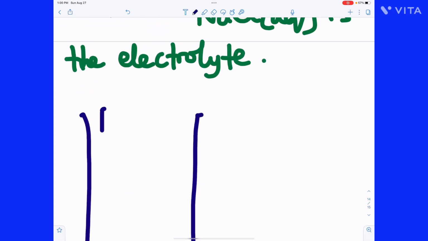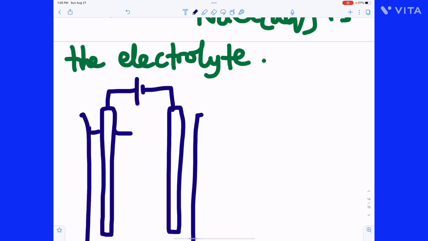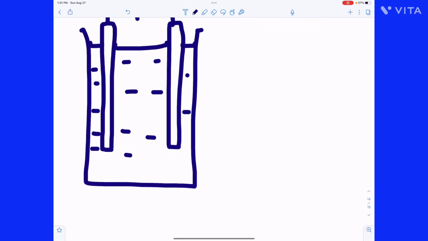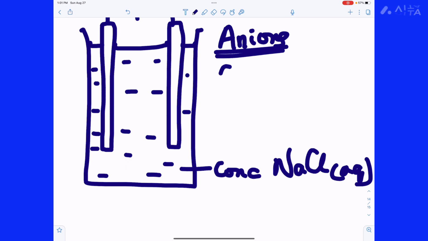Now, let's say these are my electrodes connected to a DC, and instead of having dilute NaCl, let's say my electrolyte is now concentrated sodium chloride solution in water. Now, the same thing will still happen. I will have anions. What will be the anions? Cl minus and what? OH minus will still be my anions.